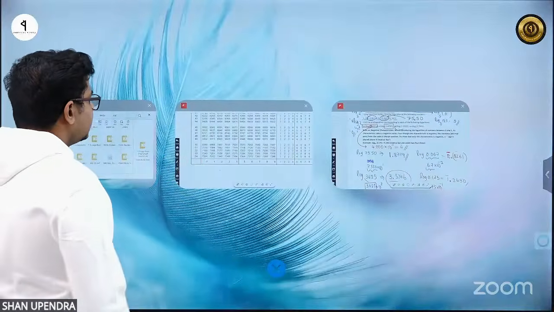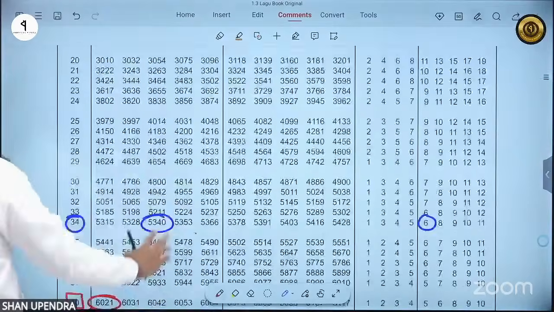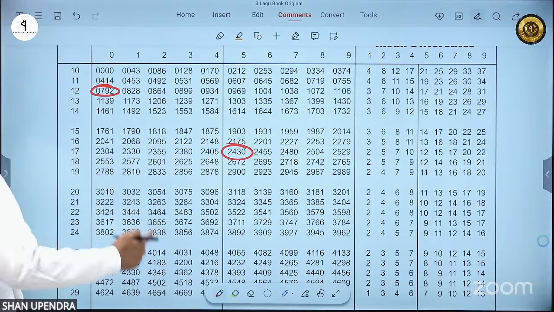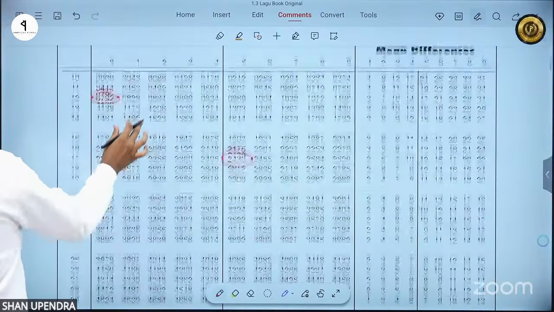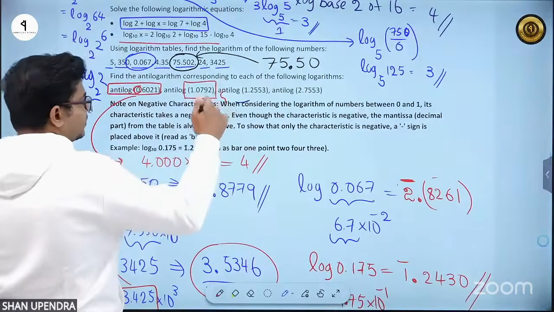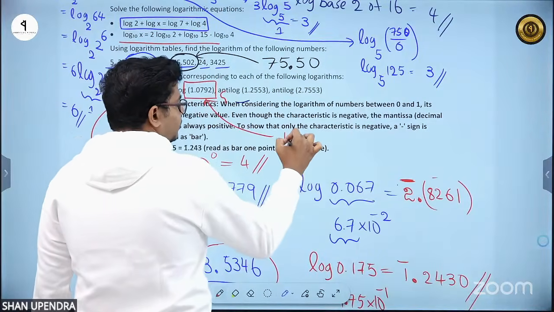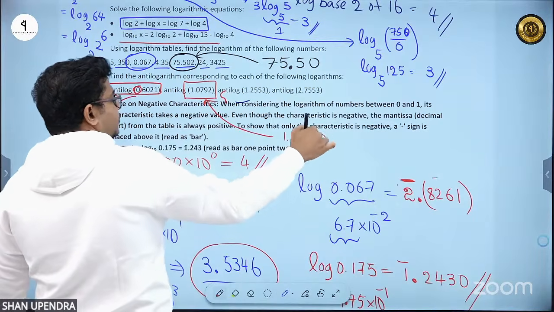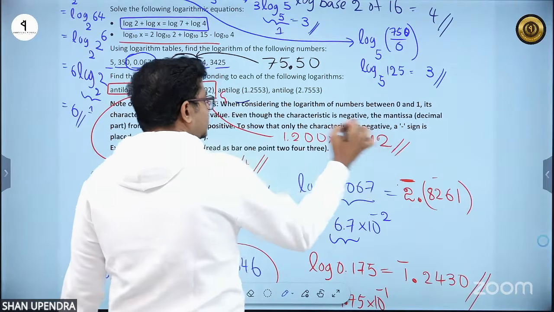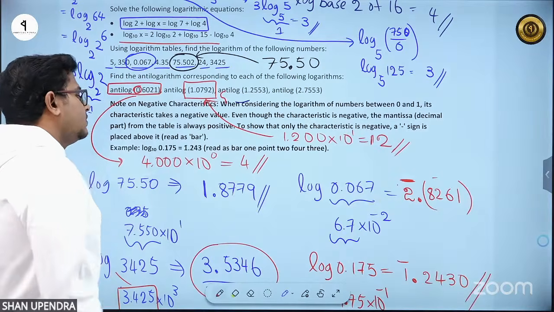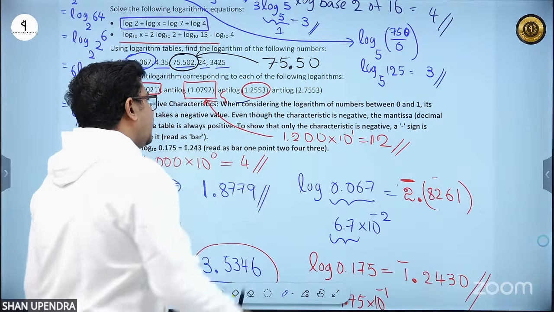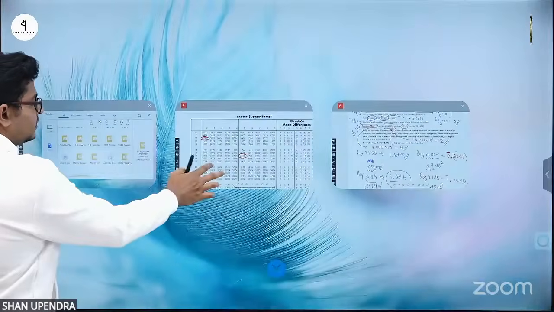So if you calculate this one, let's find out 0792 first. Now you need to refer to this table for 0792. That one is also available, directly available. The corresponding value is 1.20, actually 1.200 times 10 to the power 1. That means it's 12. Then this one, 2553.